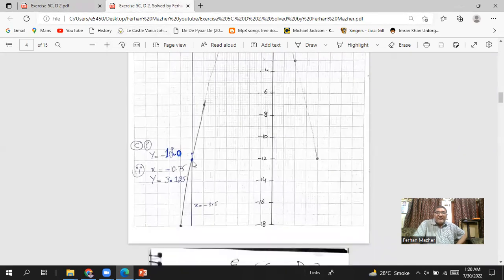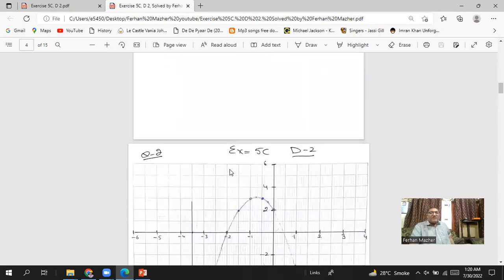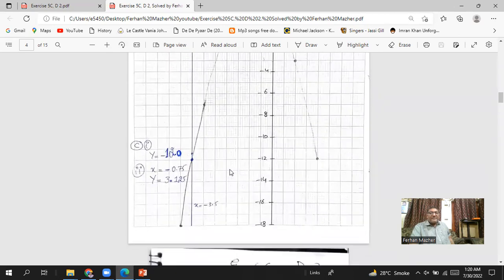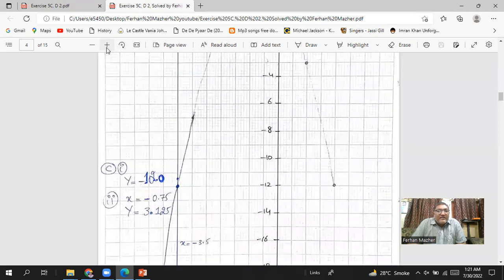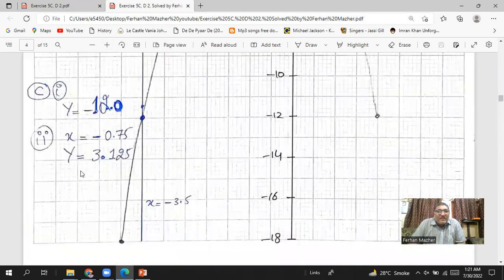So I will check what is the value of y here. It is approximately, I think, minus 12. Yeah, it's minus 12. You can see I have written it here, so I can increase the size so you can see it more clearly. Here I have written minus 12. So when this line cuts the main graph, the value of y there is minus 12.